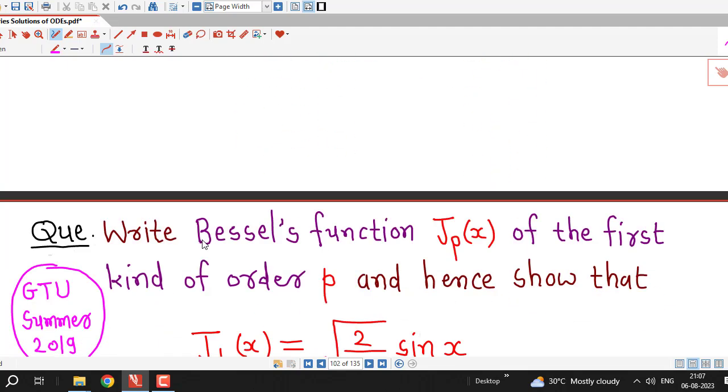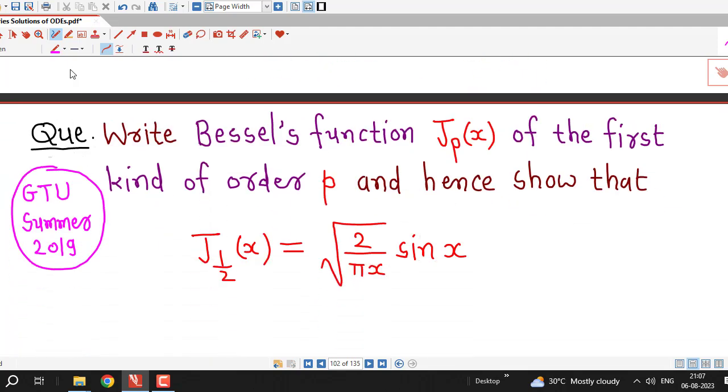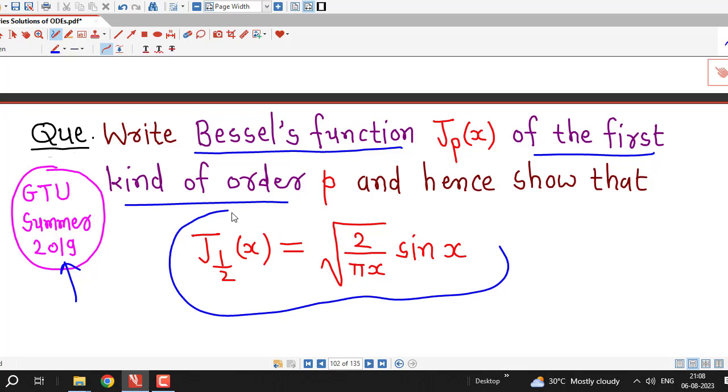So this type of question was asked in GTU Summer 2019 exam, where they have asked to write down the Bessel's function J p x of the first kind of order p, and using that formula we have to prove that Bessel's function of order 1 by 2 turns out to be a multiple of sin x, and multiple is square root of 2 over pi x.